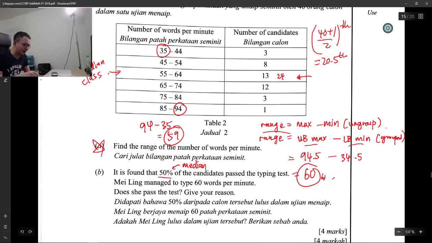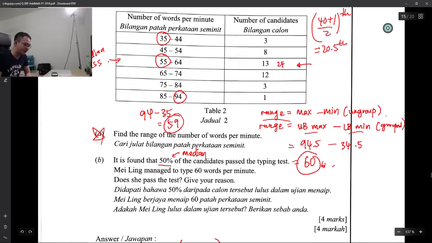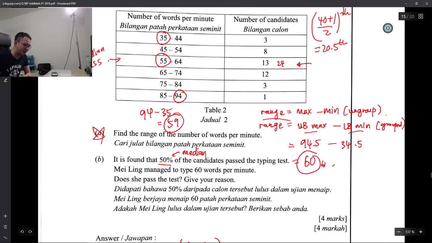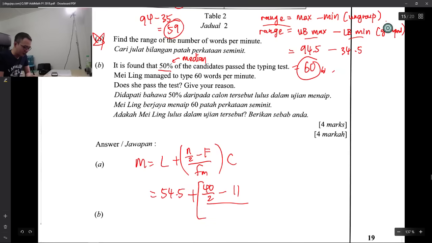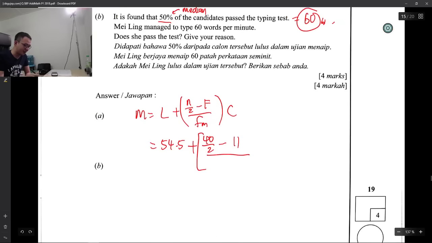from this one. So first thing is, what is the lower boundary here? Lower boundary here is 54.5. So I sub in the 54.5 plus n is 40, right? 40 over 2 minus capital F, which is the cumulative frequency before this class. These two added together is 11. Frequency of the median class, which is 13. So I take the 13.